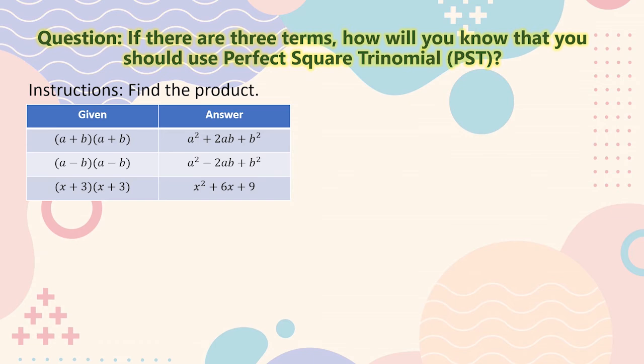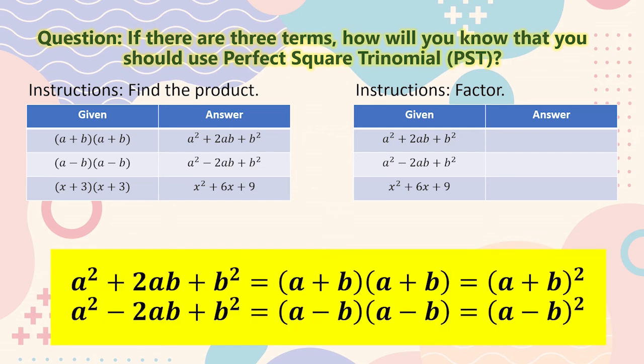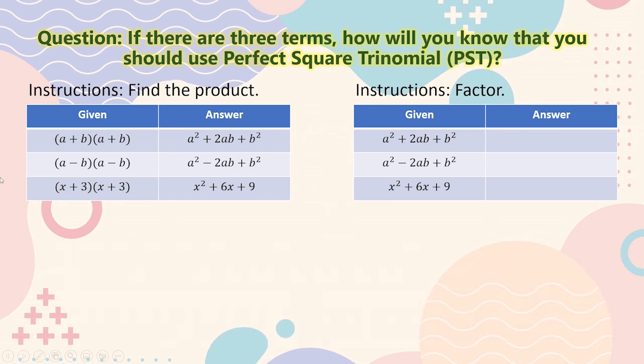We are asked to find a product, we're provided with a given, and there is an answer. While on our right, we are asked to factor, and you should provide the answer. So notice that the answer in our left table is actually the given in our right table. So that means that the given in our left table is actually the answer of our right table.